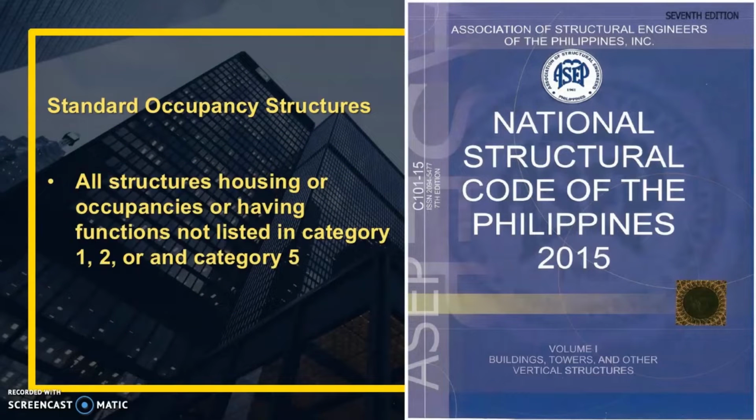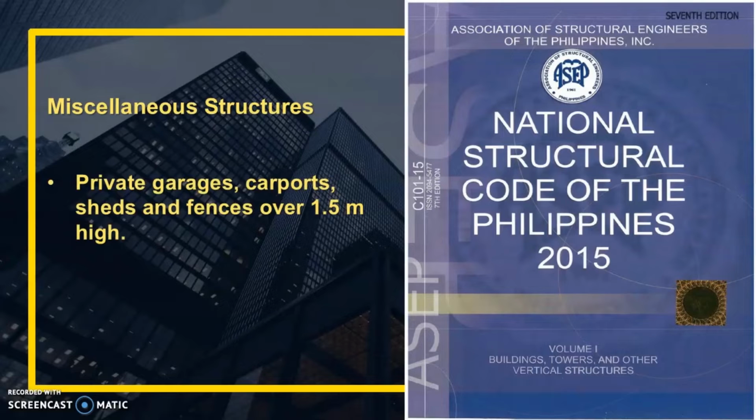Another category of occupancy, we have standard occupancy structures. All structures housing occupancies or having functions not listed in category 1, 2, 3, and 5. And last category, we have miscellaneous structures. Example is private garage, carports, sheds, and fences over 1.5 meter high. Pwede nyo yan guys i-check sa code, nakalagay naman dun yan. So these are only some occupancies.